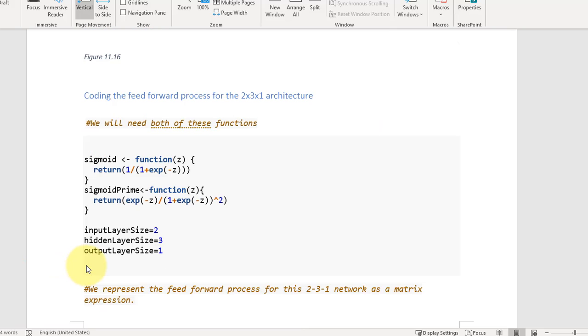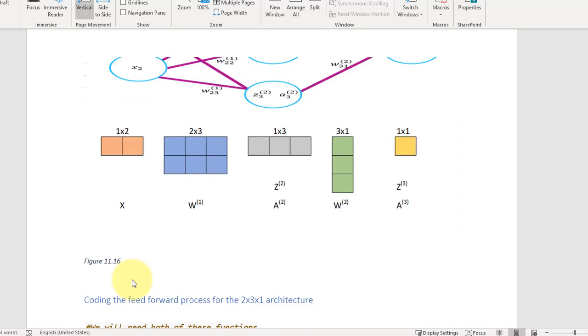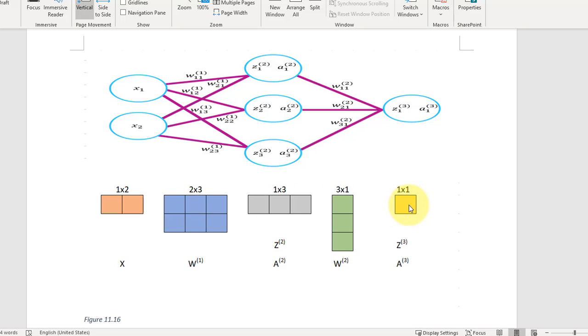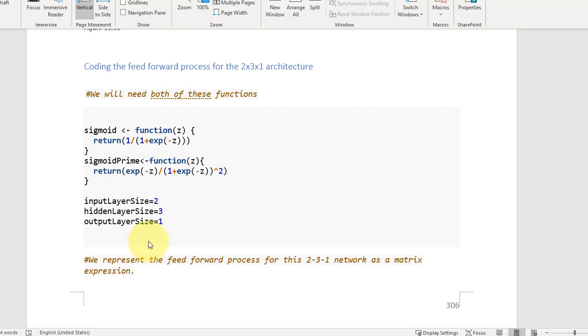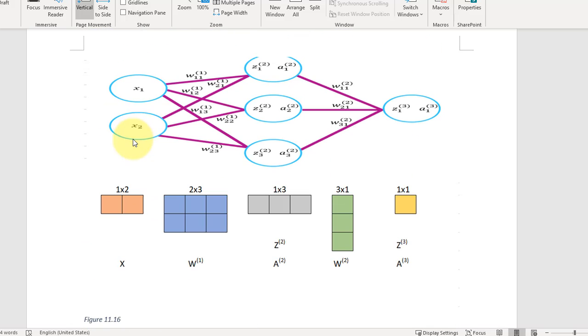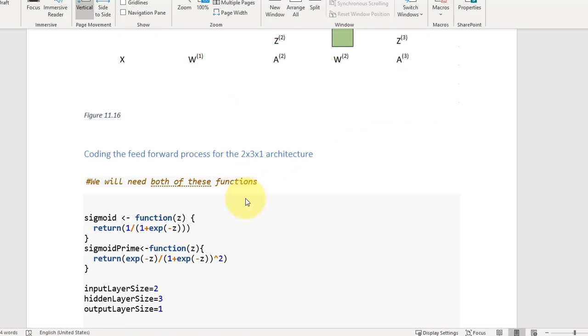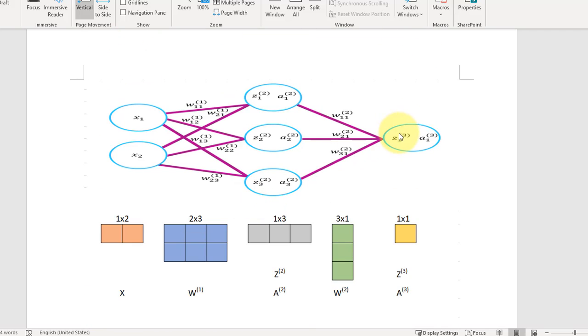So we just want to write the code that will push the data from here out to here, and then also to J. And we're going to allow for a little bit of flexibility, so we're going to create variables called input layer size, hidden layer size, and output layer size. And we're going to set them to 2, 3, 1. Input layer size is 2. Hidden layer size is 3. And this one is 1.